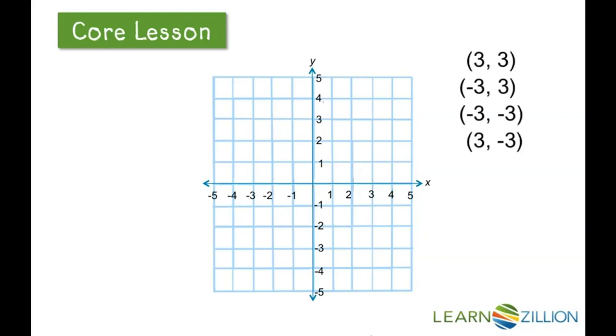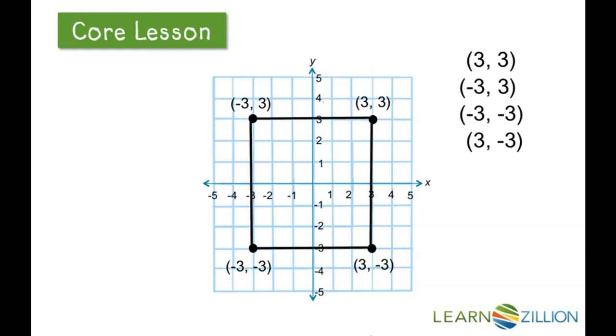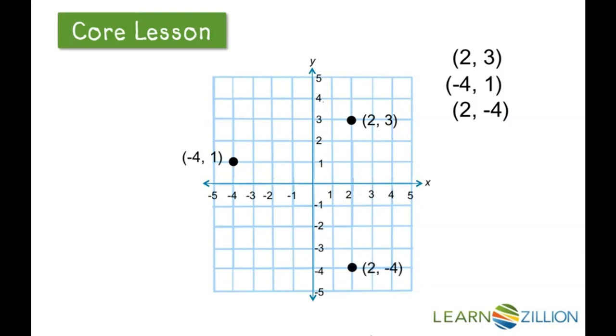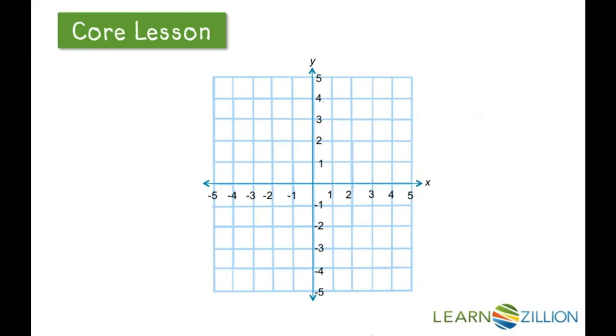Now let's look if we plot these 4 points, what we would get. We have 1 point in the first quadrant, 1 point in the second quadrant, one in the third, one in the fourth. If we connect them, we will have a square. Let's look at these 3 points. I have a point in the first quadrant, a point in the second quadrant, and a point in the fourth quadrant. Connect them and we have a triangle.